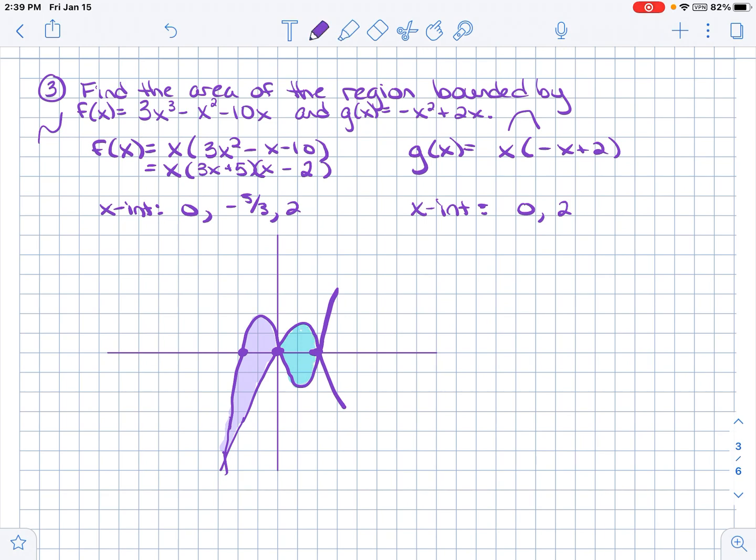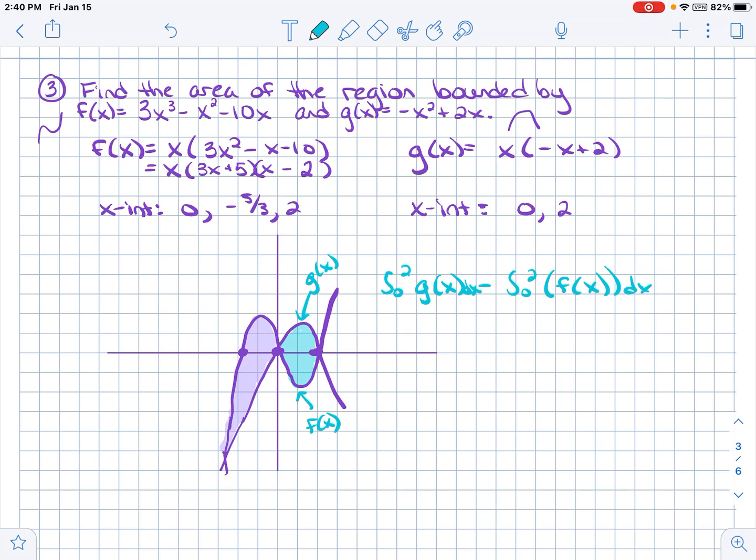Let's talk about this light blue region first, because that one's pretty straightforward. I can see that we have a boundary that is from 0 to 2. I can see that the top function, it's going to be helpful to label this, I know that the top function is g of x, and I know that the bottom function is f of x. So what I'm going to do is find the area from 0 to 2 of g of x, top function, minus the integral from 0 to 2 of f of x, the bottom function. I'm going to let you do that math. You can find the antiderivative on your own and plug things in.